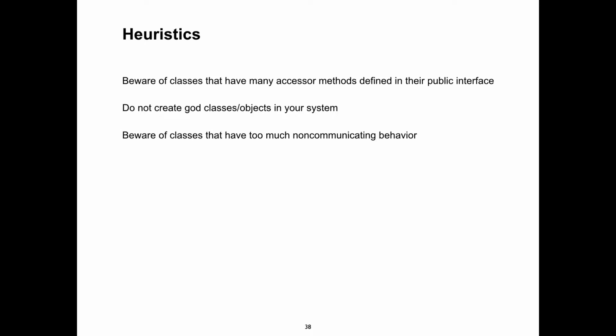We saw the ultimate example last time. We got a class that just sets and gets, right? If you have lots of sets and gets, that's a sign that the data is in that class and the operations are somewhere else, right? And then, don't create God classes.